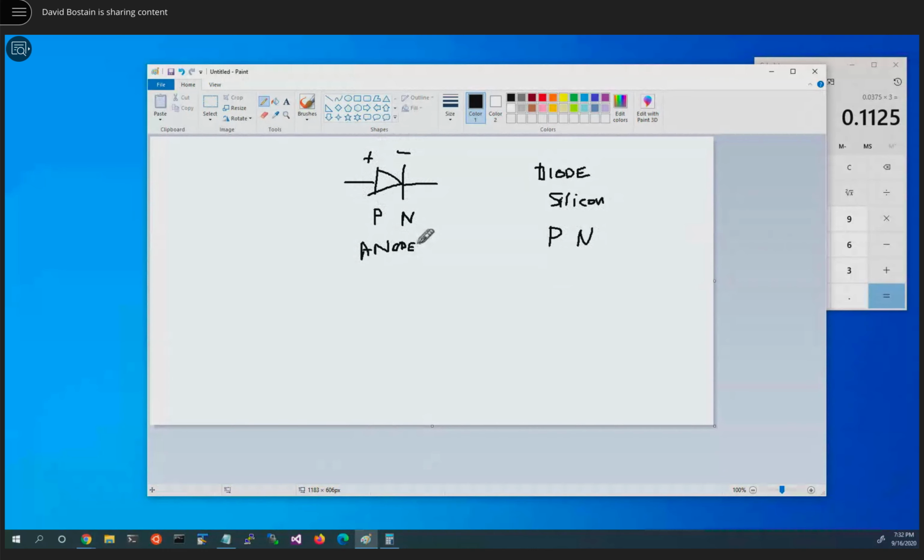Which is the plus end of the diode. And the other end is called the cathode. We used these words already earlier with the batteries. However, a battery uses them to mean exactly opposite. In a battery, the anode is negative and the cathode is positive. In the devices that drop voltage, the anode is positive and the cathode is negative. So most of the time we use this definition.